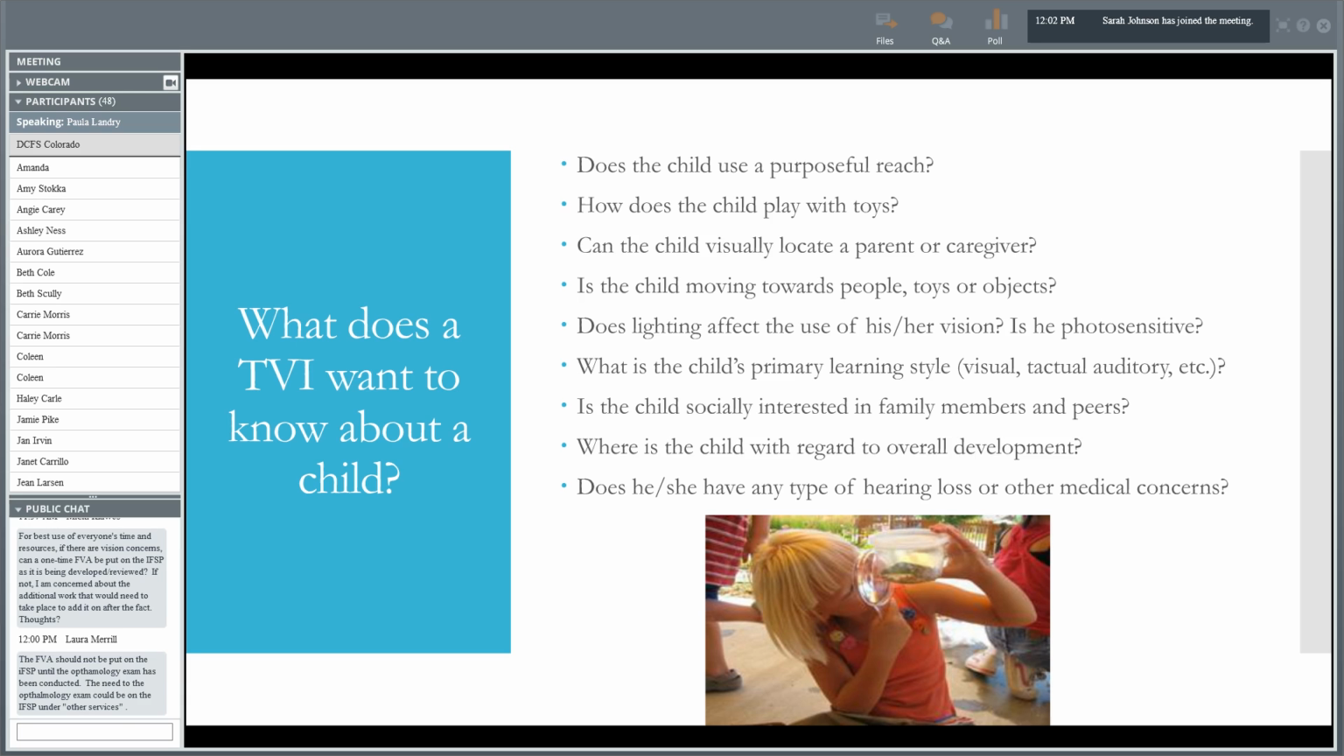We know that 90% of what children learn between 0 and 3 is through vision. So if you impair that or take that away, that has a huge effect on every area of development. And so we're really looking to see, again, where that child is developmentally and how vision is affecting it, and how we can make up for that a little bit or adapt the environment to help move them along. And then obviously, we need to know if they have any other medical conditions or hearing loss or anything like that.